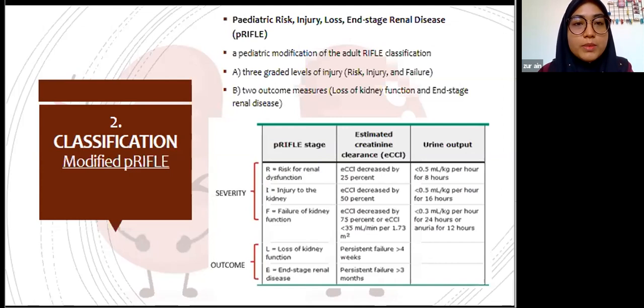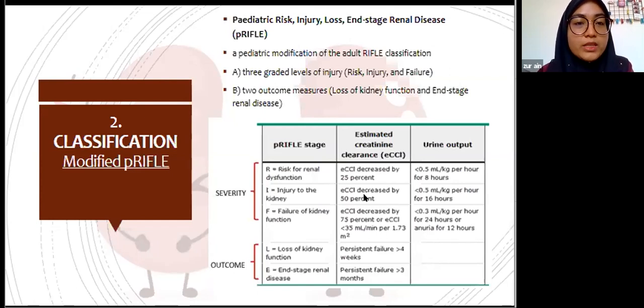So it's basically very simple. It consists of two parts, to assess the severity and outcome. The severity is by the three-graded level of injury of RIF, which is R, risk for renal dysfunction, I, injury to the kidney, and F, failure of the kidney function. To assess the severity of the AKI itself, the values given are creatinine clearance and urine output. But we can choose either: it's creatinine level or urine output.